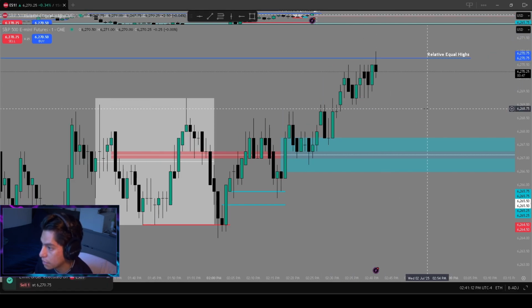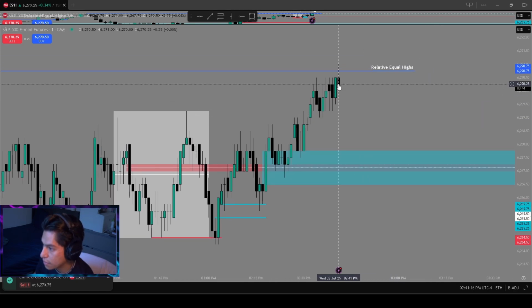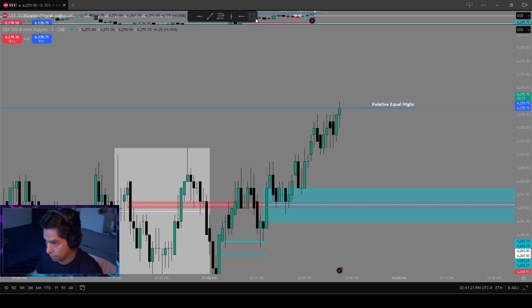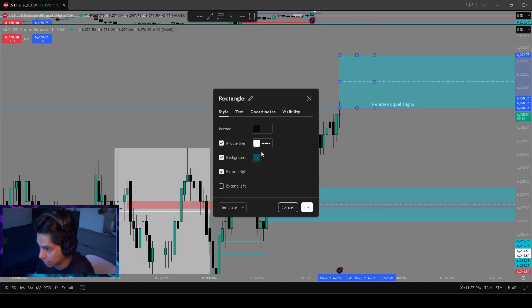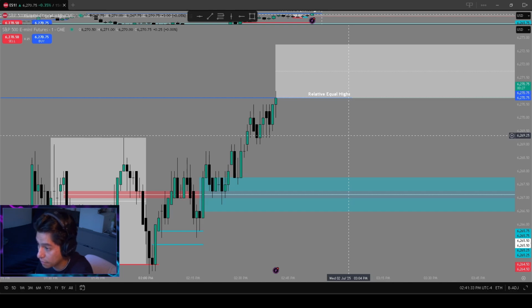So here would be a place where most people would want to be buying now, since we're going to break this. For now, I'm going to draw a box right here. Anything up here I would be considering as manipulation, depending on how much price goes higher.